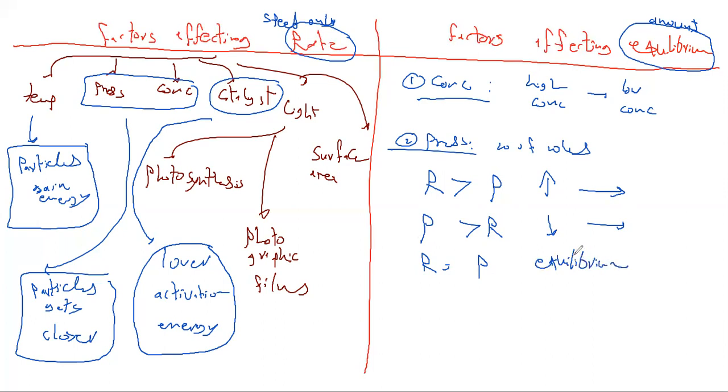For temperature, it depends on whether the reaction is endothermic, which means delta H equals positive. We increase temperature and it moves forward. While in case of exothermic, delta H equals negative, decrease temperature and the reaction moves forward.